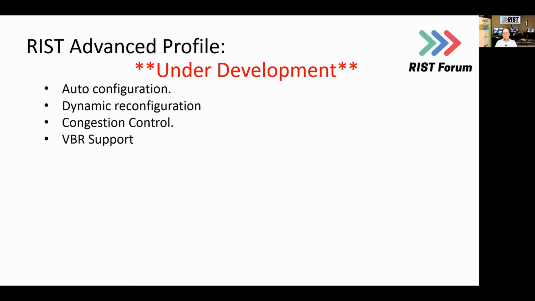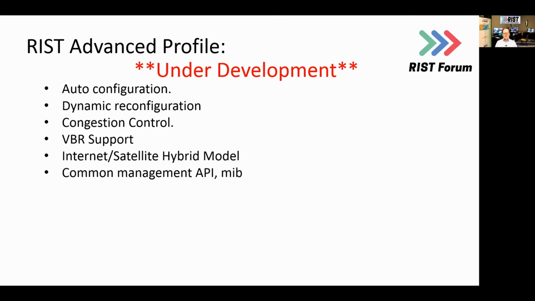VBR support. Internet satellite hybrid. This is one of the things I am in favor of and championing because of changes that are happening to the C-band satellite space and the need to go to Ku and Ka, which is not resilient to rain fade. With adding a RIST layer to it, Ku and Ka could be resilient to rain fade. Common management, API and MIB. Timing control based on a common clock.